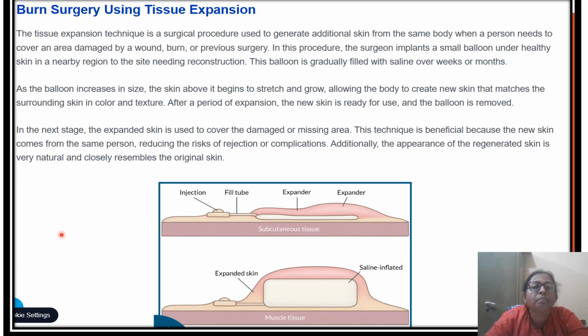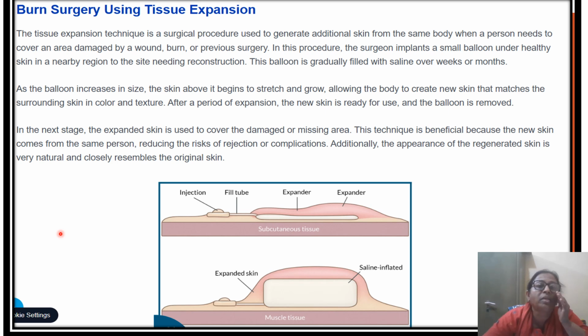Then burn surgery using tissue expansion. Tissue expansion methods are also there. The tissue expansion technique is a surgical procedure used to generate additional skin from the same body when a person needs to cover an area damaged by a wound, burn or previous surgery. In this procedure, the surgeon implants a small balloon under the healthy skin in a nearby region to the site needing reconstruction. The balloon is gradually filled with saline over weeks or months.